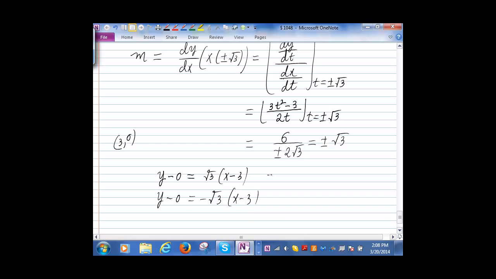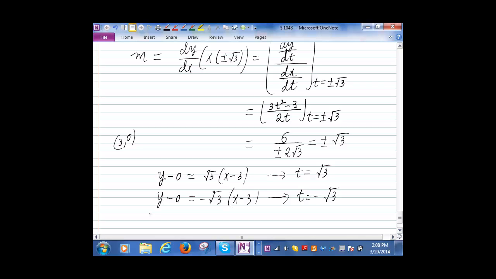And this is the tangent at what time? Root 3 was the time actually. The slope was the same as the time. And this is negative root 3. So at time negative root 3, I get the equation of the tangent given by the second one, and at time positive root 3, the equation of the tangent is given by the first equation.